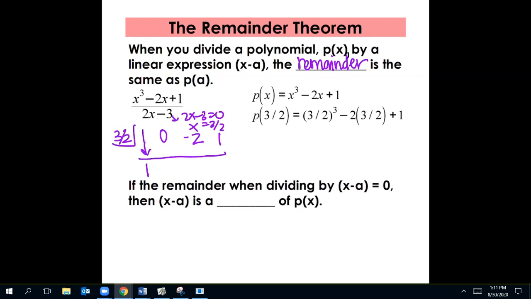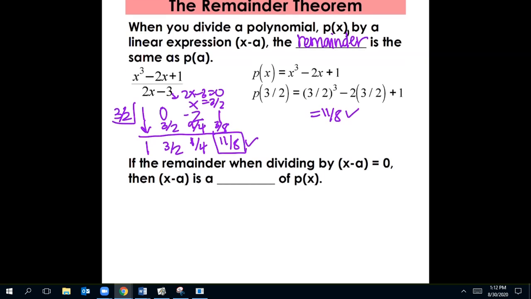Bring the leading coefficient down, multiply, add, multiply, add. Let's see, that's going to be 1/4. And then multiply, that's going to be 3/8, and then we'll add. This is our remainder, 11/8. If we were to plug in 3 halves to the function and do 3 halves cubed minus 2 times 3 halves plus 1, we would also get 11/8. They're the same.